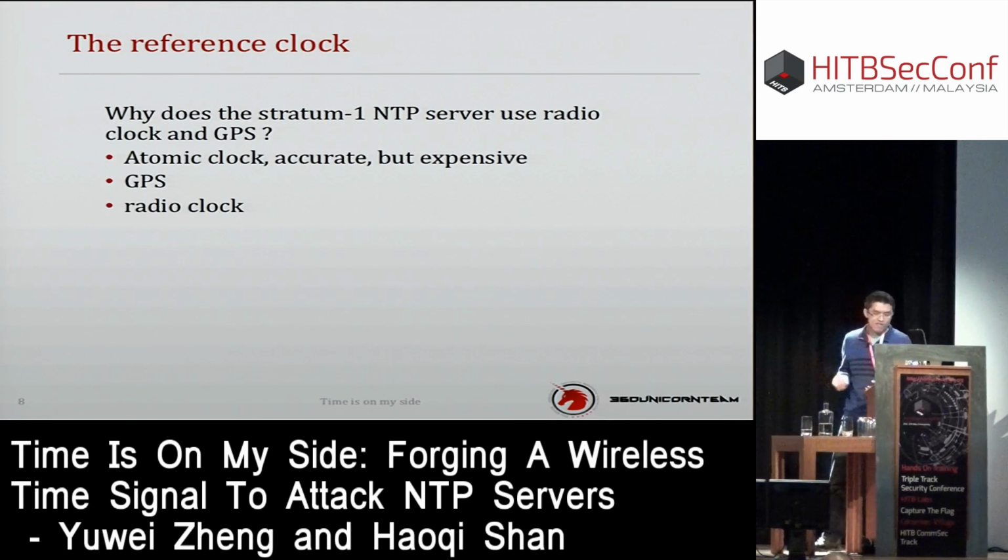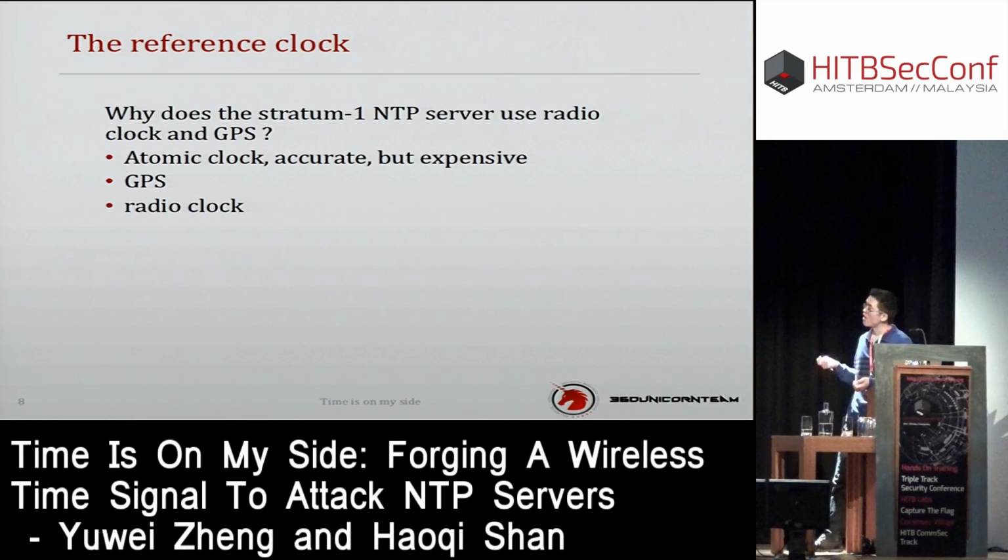But why does the Stratum 1 NTP server use the radio clock and the GPS as its reference clock? In fact, there are three classes of accurate clock: the atomic clock, GPS, and the radio clock. The atomic clock is very accurate but expensive. The GPS satellite has a built-in atomic clock and broadcasts the time of this atomic clock in its navigation data frame.